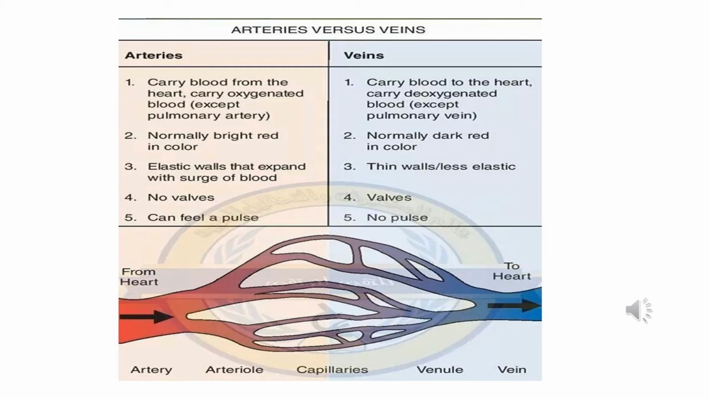Now, arteries have elastic walls that expand with the blood pressure, but veins have thin walls and they are not as elastic as the walls of the artery. In arteries there is no valve present, but in veins there are valves present to prevent the backflow of the blood. And in arteries we can feel the pulse, but in veins we cannot feel the pulse.